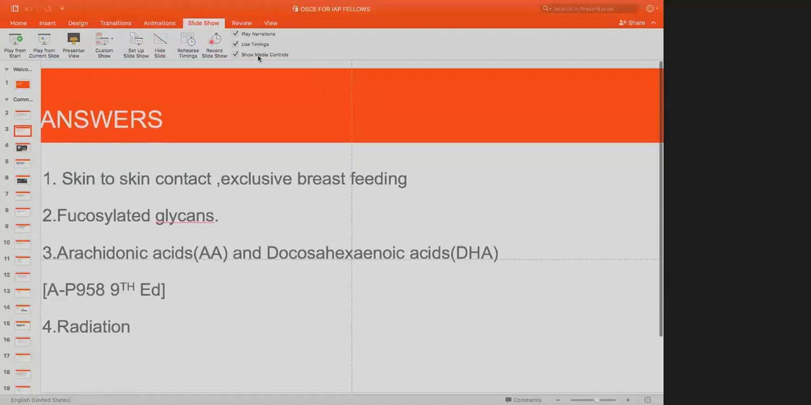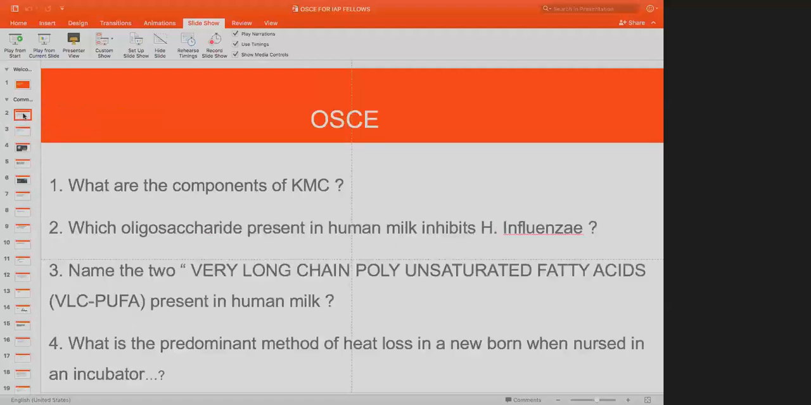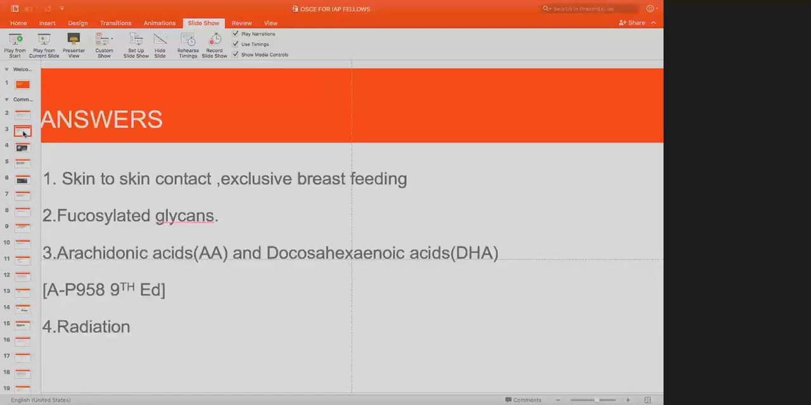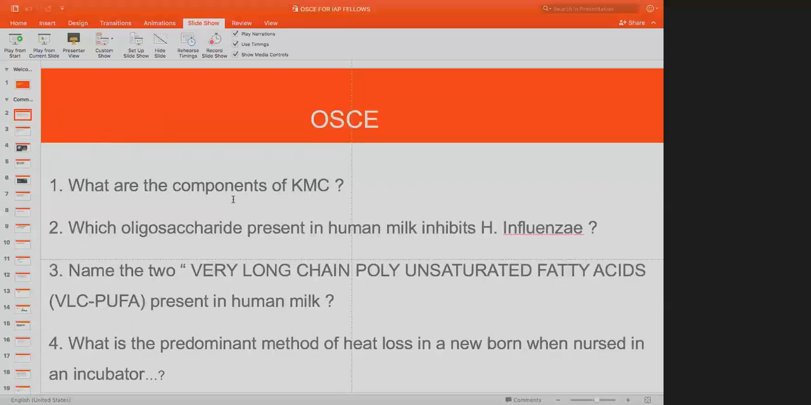Answer for first is skin to skin contact and early exclusive breastfeeding. Second is fucosylated glycans. This is present in human milk, which inhibits H influenzae. And the two PUFAs present in breast milk are arachidonic acid and DHA. And radiation is the primary mode of heat loss in a newborn when nursed in an incubator.